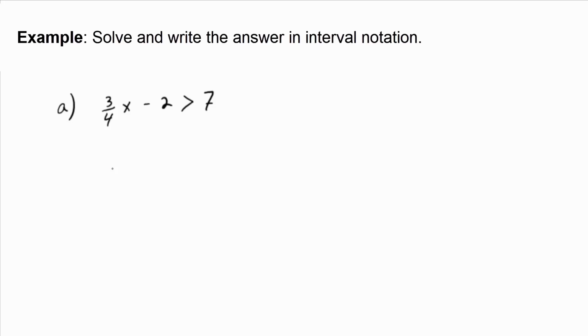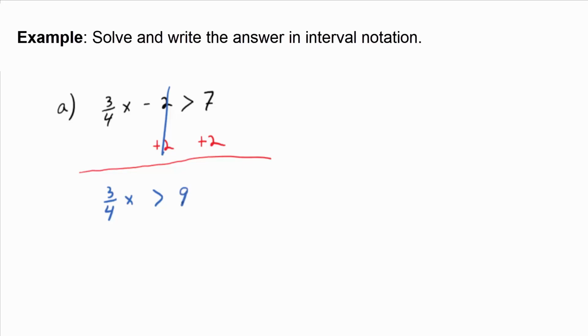Now, there is one little trick to that, one little curveball in there that some of you might remember. We'll talk about that in a minute. We don't have to worry about it here. So, okay, what would be your first step in solving for x? Okay, add 2 to both sides. And what does that give us? 3/4 x is greater than, right? 7 plus 2, 9.